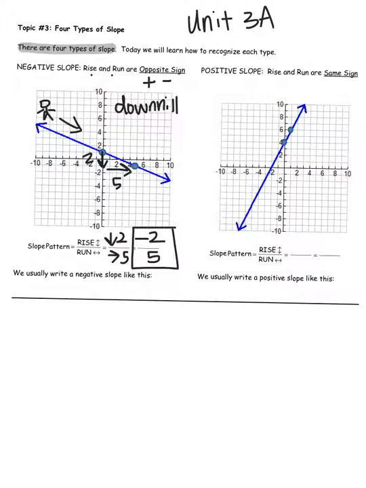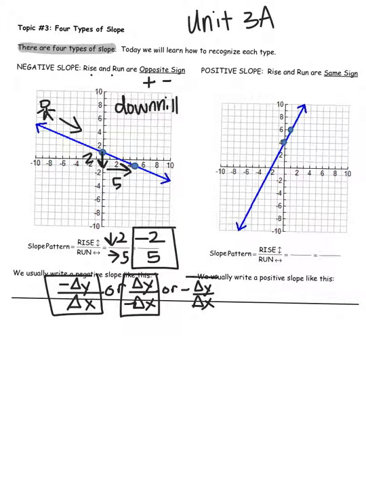And it's negative because the rise is negative and the run is positive. We usually write a negative slope like this. I'm going to give you some options. You either have a negative in the numerator, negative change in y over positive change in x, or it can be written with a positive change in y and a negative change in x, or it can be written with a negative out front and a change in y over a change in x. So these are the 3 ways that you will see your slope written when it's negative.